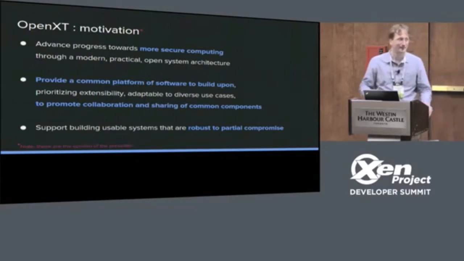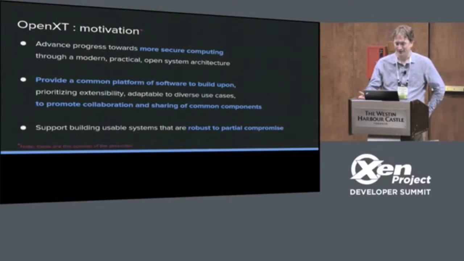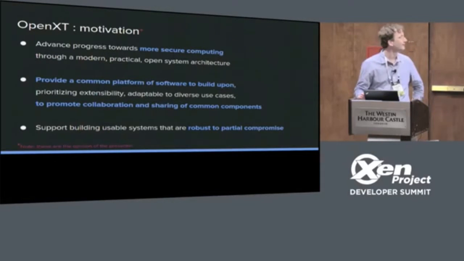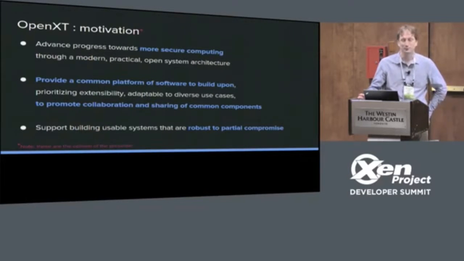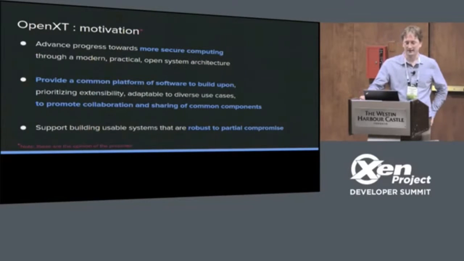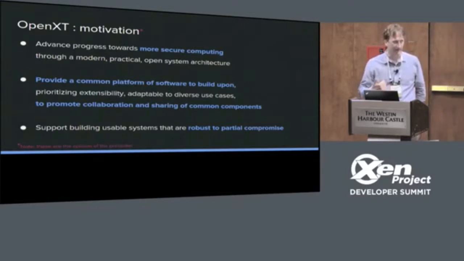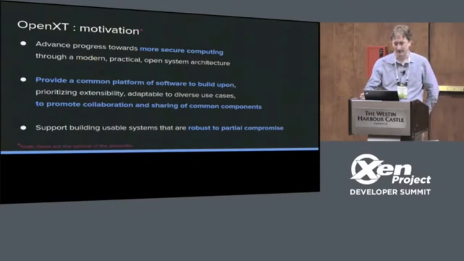So to describe a bit about OpenXT and give you an introduction to it, I thought I'd start with a description of what motivates people to work on it. This is a bit of a personal interpretation, given that we are a community, but I think this is common to most of the participants in the project. So what we're aiming to do is improve the state of security in a computing platform, and we're aiming to provide a body of software for people to use in order to do that.